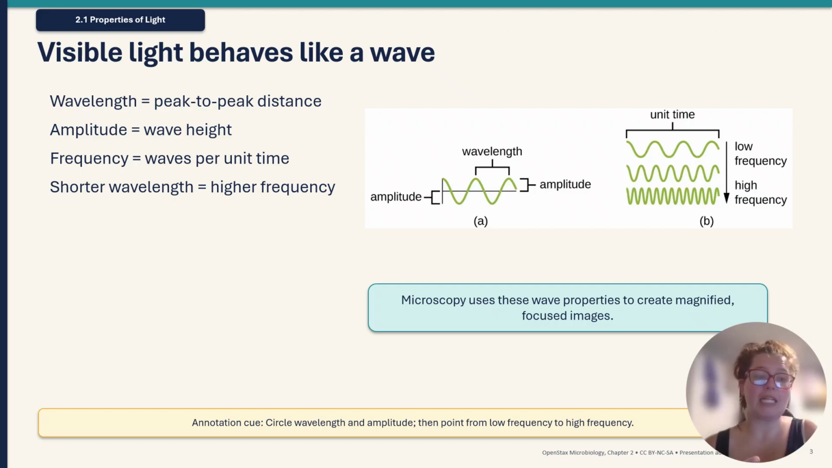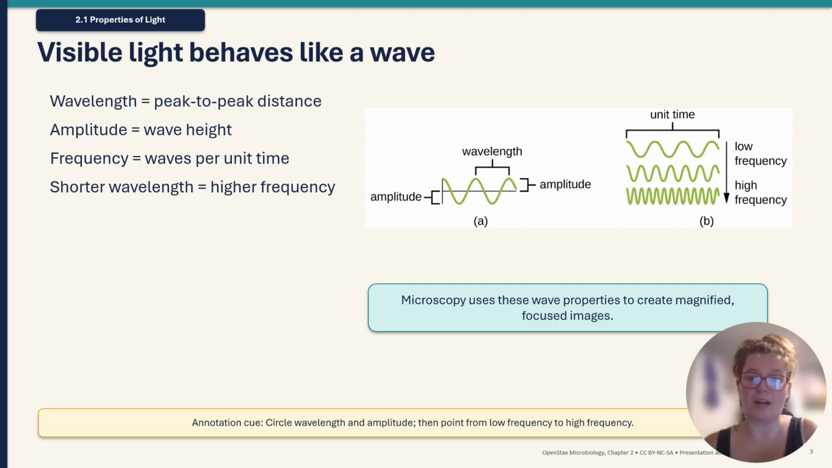So the shorter the wavelength, the higher the frequency. So these two properties, they're related. The longer wavelengths have the lower frequencies, and the shorter wavelengths have the higher frequencies. That relationship is important because wavelength directly affects how much detail that a microscope can reveal.